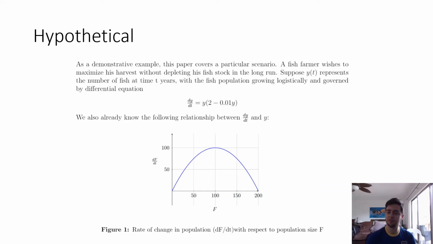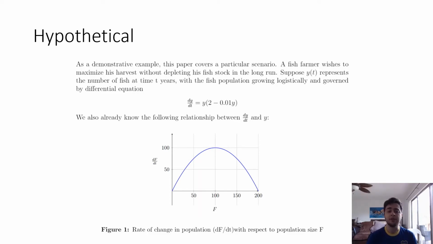Suppose you're a fishing consultant and a fish farmer walks into your office because they'd like to start a farm on their pond. And they want to maximize the fishing harvest without depleting their fish stock in the long run. Suppose that y of t represents the number of fish at time t years, with the fish population growing logistically and governed by the following differential equation, which we will refer to as equation 1.